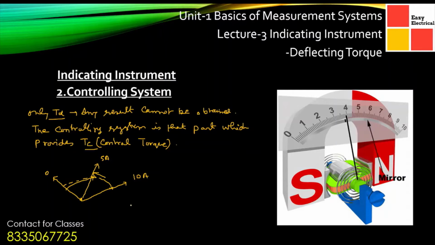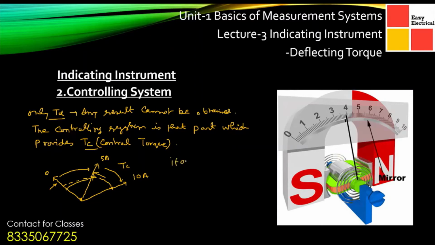That means suppose we are applying some amount of current, and due to the current the pointer will move from 0 to the 5 ampere position. After the 5 ampere position it will also move to the 10 ampere position. Why? Because there is no control torque, no control element is there. Now when we switch off the supply, after switching off, the pointer will not move back to the 0 position.